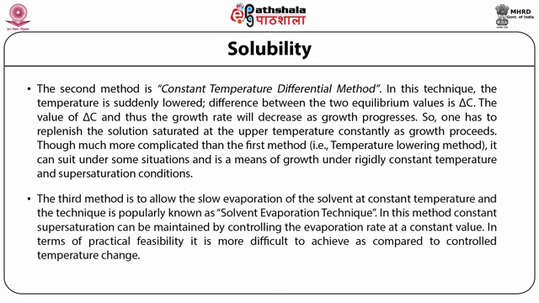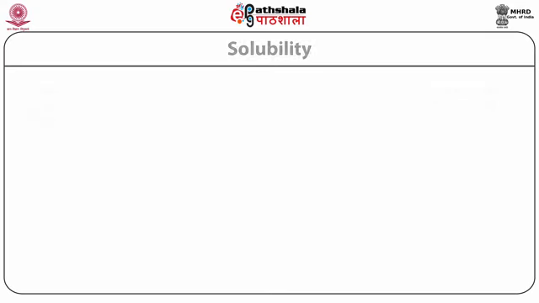The third method is to allow the slow evaporation of the solvent at constant temperature, and the technique is popularly known as solvent evaporation technique. In this method, constant supersaturation can be maintained by controlling the evaporation rate at a constant value. In terms of practical feasibility, it is more difficult to achieve as compared to controlled temperature change.